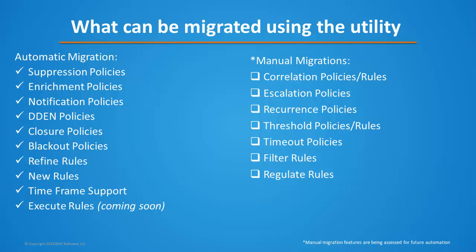On the right-hand side here we have a list of the items that have to be manually migrated at this point, rather than that can't be automatically migrated with the utility. But all these items are being assessed for future automation within the tool.